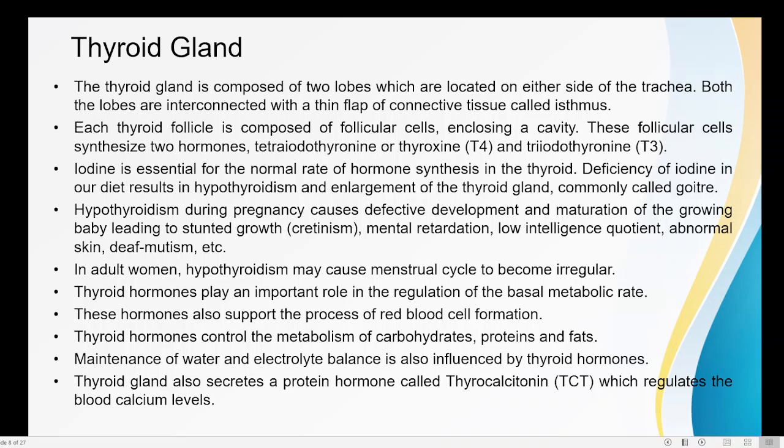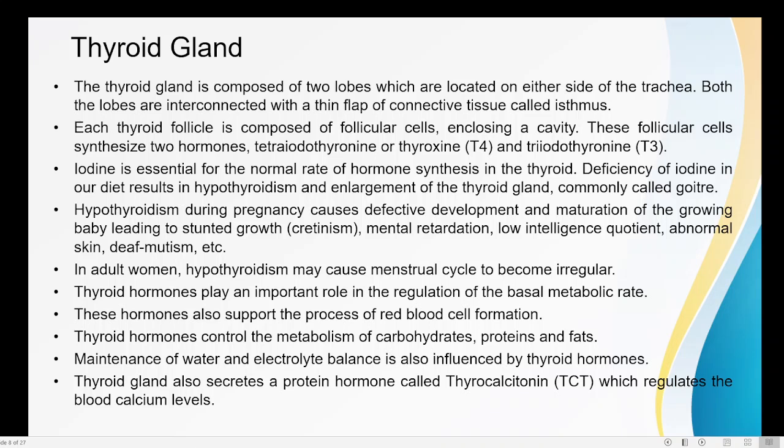Now, hypothyroidism during pregnancy causes defective development and maturation of the growing baby, leading to stunted growth, mental retardation, low intelligence, abnormal skin, and deafness or mutism. The meaning is that if the woman is experiencing iodine deficiency, especially during her pregnancy, the development of the fetus may not take place in the proper way, so that the child may not be growing at the normal rate.